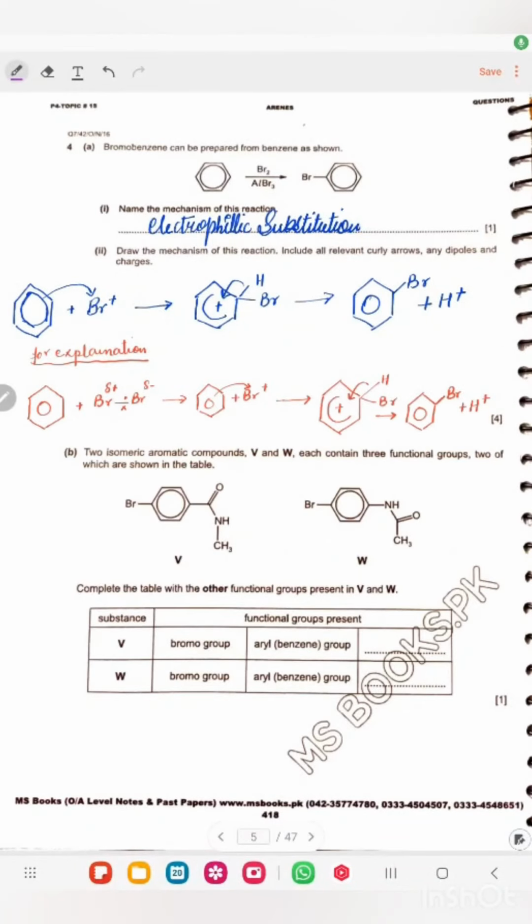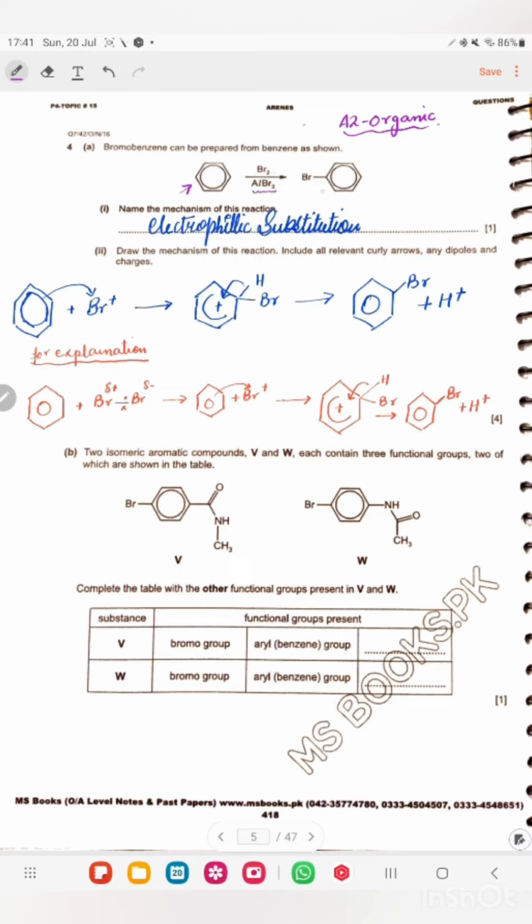I'm going to solve a very important question that is often asked in A2 organic chemistry. So what happens? This is basically benzene when it reacts with bromine in the presence of aluminium bromide catalyst.